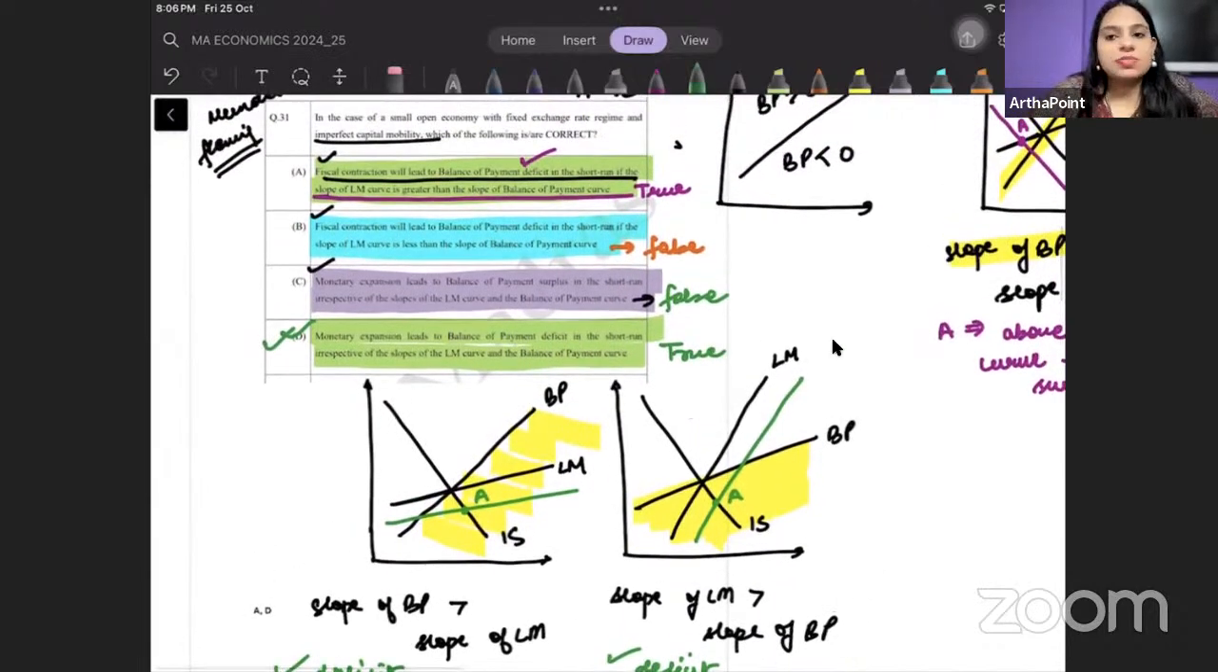If there is any doubt, please ask me. Any doubt, anyone? You need to look below and above the BP curve. ये देखना है कि क्या हम BP के नीचे हैं या ऊपर हैं जब हम IS या LM को शिफ्ट कर रहे हैं. And what is very important here is whether LM is steeper or flatter as compared to the BP curve. Is this clear? Can I move on to the next question?